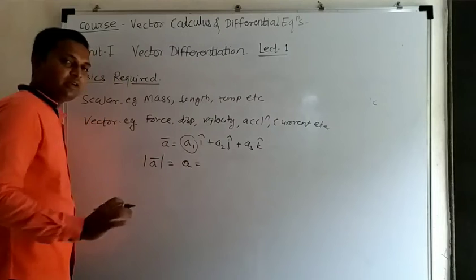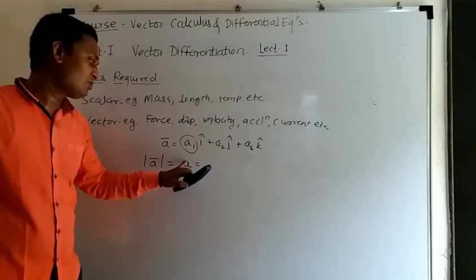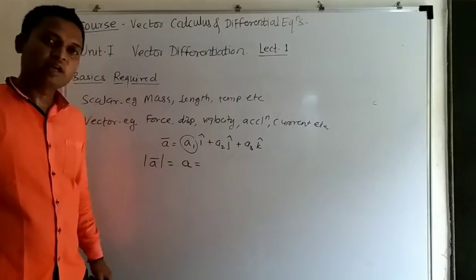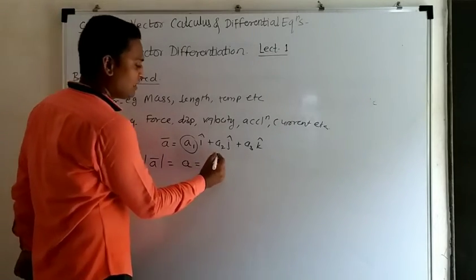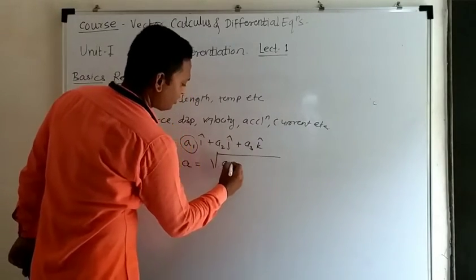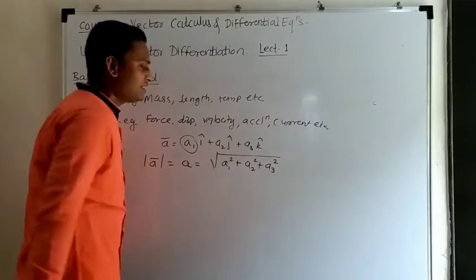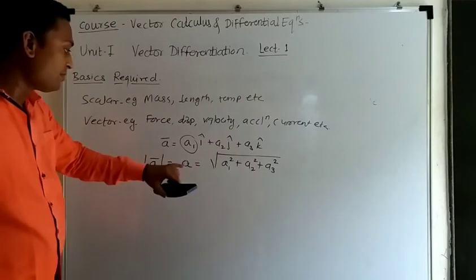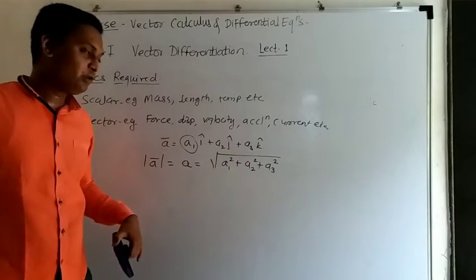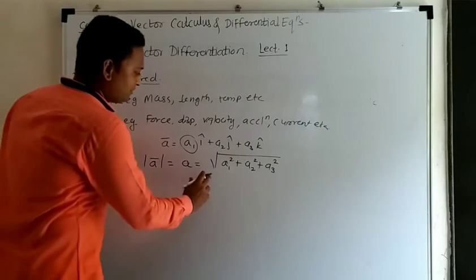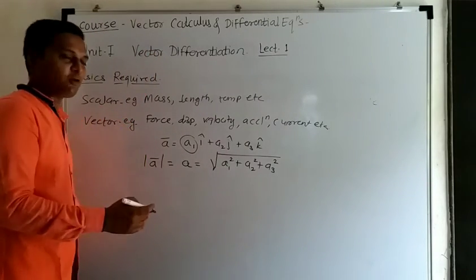It is equal to what? A. We are going to use this type of notation for magnitude. We remove the bar from A to write the magnitude. Magnitude of A bar. The formula is square root of A1 square plus A2 square plus A3 square. This is nothing but the distance of the point A from origin. So that is nothing but the magnitude of that particular vector. Okay, and this we calculate using distance formula.